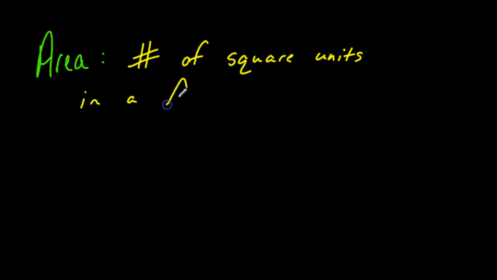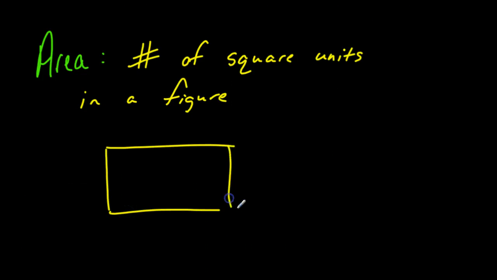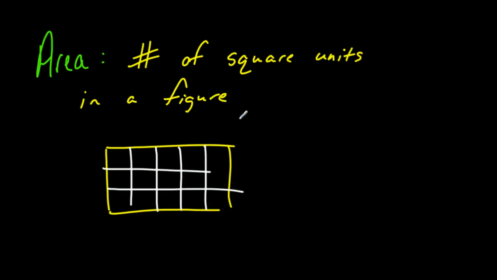Now area, on the other hand, you guys obviously learned this a long time ago, but just a quick refresher. Area is the number of square units within a figure. Square units meaning like a 1 foot by 1 foot unit, or a 1 meter by 1 meter unit. 1 inch by 1 inch is a square unit. So when we're talking about area, we're really talking about how many 1 by 1 units can fit inside something.